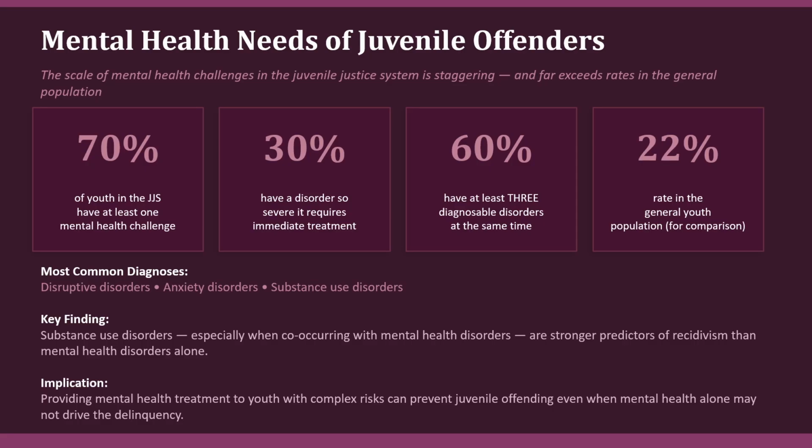At the same time, the research is also clear that providing mental health treatment to youth with complex risks can prevent juvenile offending, even when the mental health condition is not itself driving the delinquency. Many of these youth come from disorganized neighborhoods with high rates of poverty and violence, environments that create both mental health vulnerability and delinquency risks simultaneously. Treating the mental health condition may not eliminate environmental risk factors, but it can meaningfully improve outcomes.